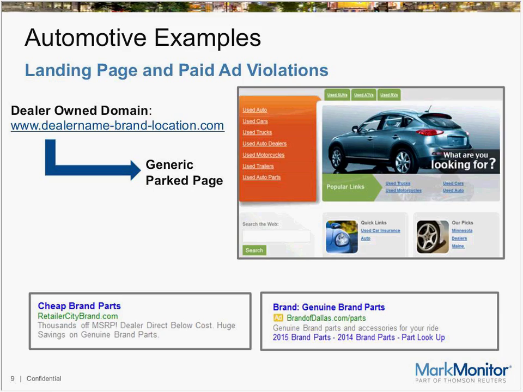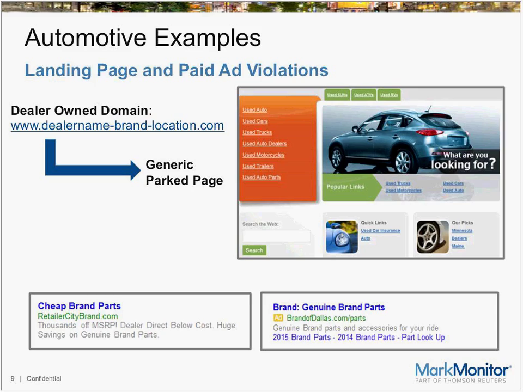Now, also in this example, I've got some different paid search ads. Cheap brand parts, so you can insert your company name there, and then genuine brand parts. Both of these are a no-go, a lot of times because the ad is directing to pages that are confusing. They're not the dealer's own parts. Maybe they're selling multiple parts and that sort of thing. And so an automotive company would not want this. They would want to go directly to the authorized outlets for their parts.